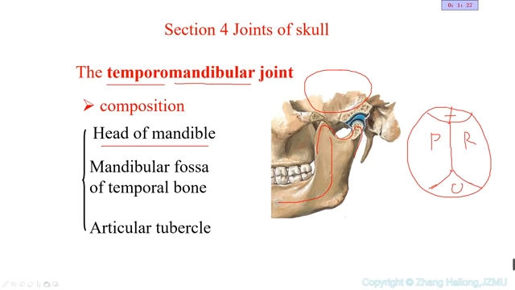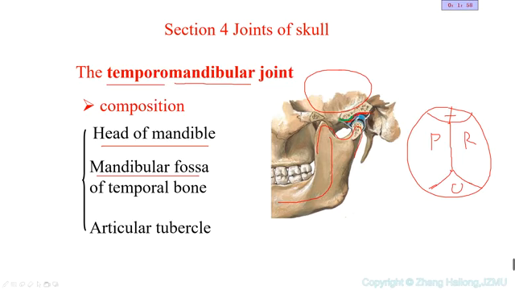And what structure will form the fossa? One is the mandibular fossa. You see here, here is the mandibular fossa of the temporal bone. Another one will form another part of this fossa. This one. I'll change to another color. Here. This one is the articular tubercle. The articular tubercle will form another part of this fossa.